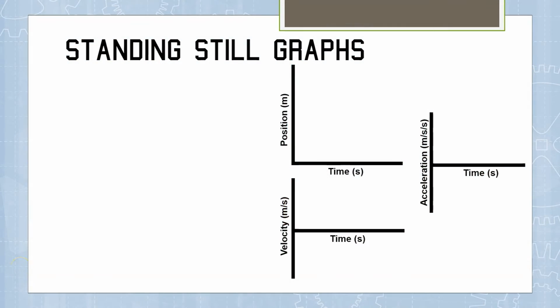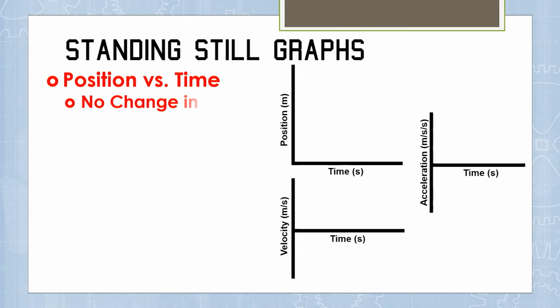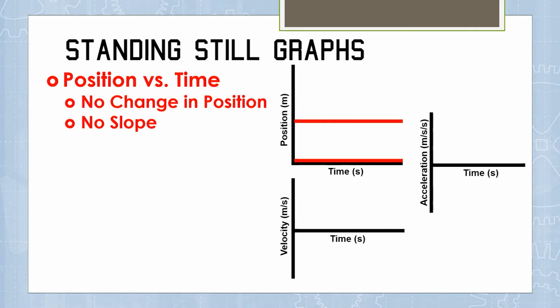When you're standing still, you can describe the motion a couple different ways on a couple different graphs. On a position versus time graph, when I'm standing still, my position does not change. So I have no slope. This could be 0 change in position here, or if I'm standing a little bit ahead of my starting line, I'd be stopped in a different position.